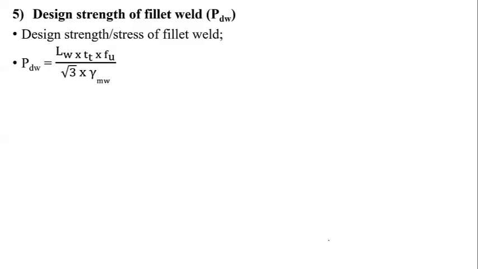PDW equals LW into TT into FU by √3 into gamma MW, where LW is also called L effective. They both are the same, which is the effective length. LW and L effective both represent the effective length. And TT, as you know, is the throat thickness. And Fu is the ultimate stress, which is 410 newtons per mm square.